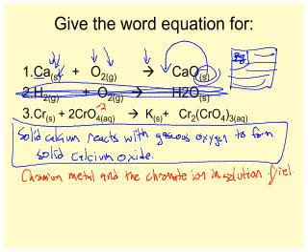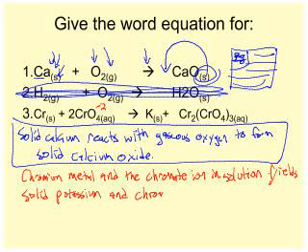Yields solid potassium and chromium 3 chromate. How did you get the 3 in chromium 3? Oh, the crisscross.